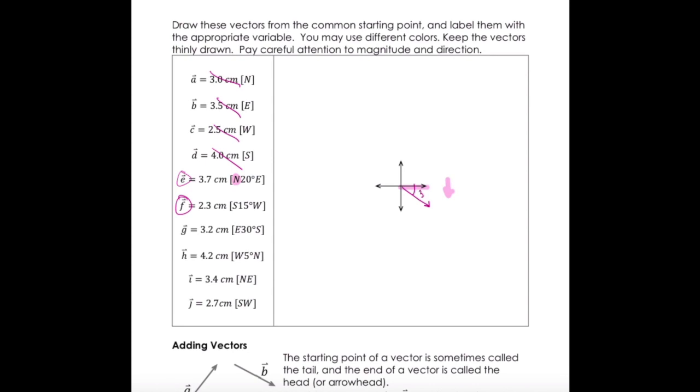Okay, so this would be 30 degrees. Like I said, it's probably not to scale. I don't have a compass, but 30 degrees, and this would be our G, which is 3.2 centimeters. Okay, so hopefully that makes sense. If not, reach out to me and I can help you as we go along with these different problems.